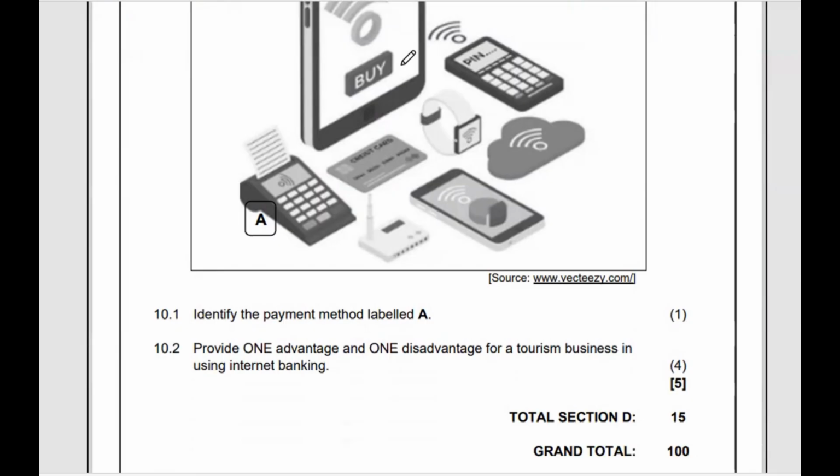So identify the payment method labeled A. The payment method labeled A, you can call it a speed point, but it also facilitates EFT, electronic funds transfer, whereby you simply make your payments without using hard cash. Then provide one advantage and one disadvantage for a tourism business in using internet banking.